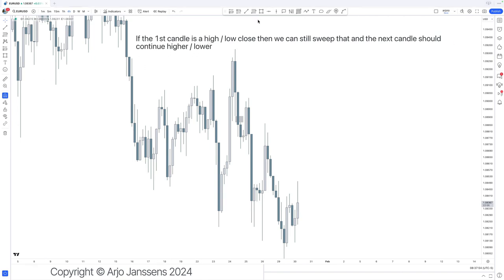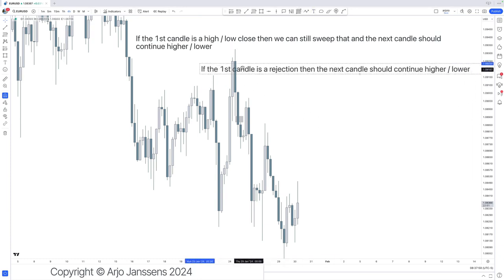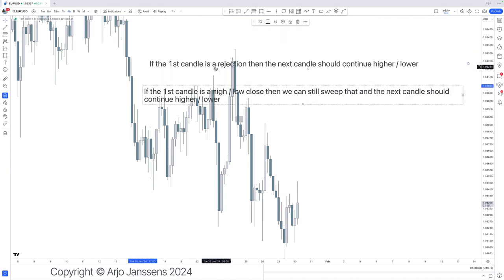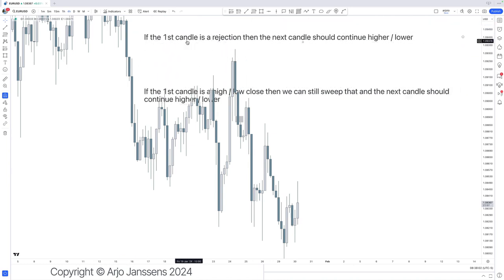Let me copy and paste it again. All right, this one: if the first candle is a rejection, then the next candle should continue higher or lower. So if it's a bearish fair value gap and the first candle that comes into the fair value gap already is a rejection, then the next candle should also just continue lower off of that already.